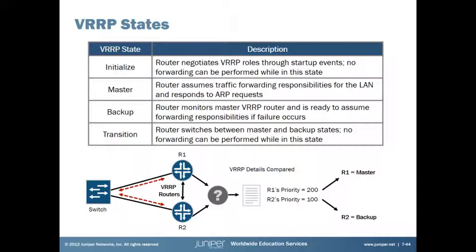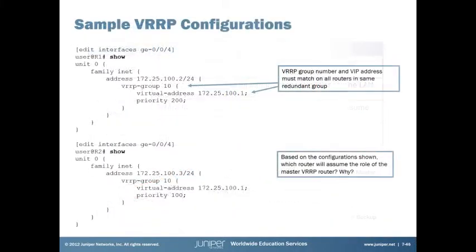Backup: the router monitors the VRRP master and is ready to assume the full responsibilities if failure occurs. And then we have a transition state, in which the router switches between master and backup states. So no forwarding can be performed while in this state.